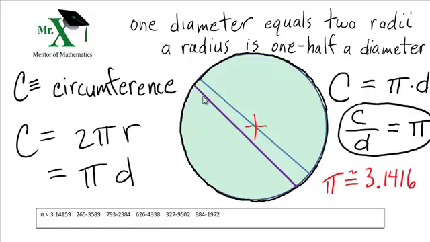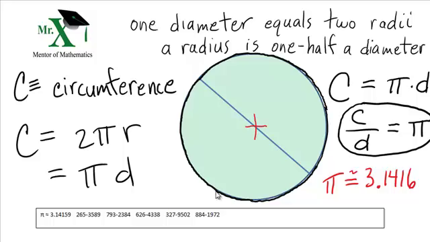I'll just point out quickly that if you have a line all the way across the circle, but it does not go through the center, like this purple line or line segment, we call that a chord. In order for it to be a diameter, it has to go through the center. So 1 diameter is the same as 2 radii, or if you like, 1 radius is half a diameter. Radii is just the plural of radius. So 1 radius is half a diameter.